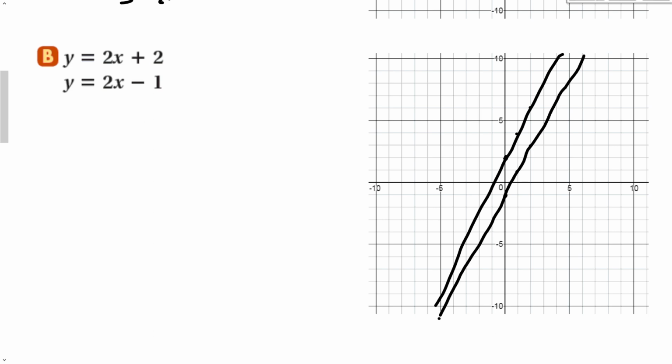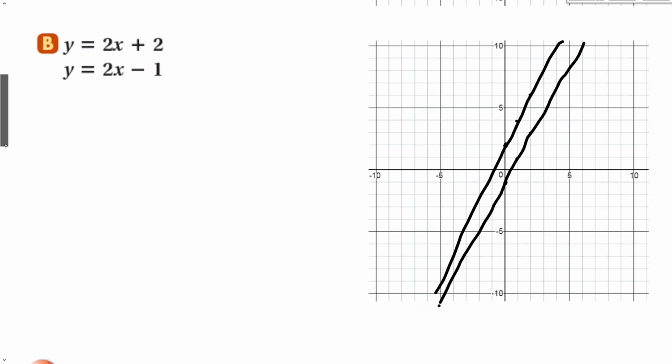A little crooked, but you get the idea. In that, because the slopes are the same, they are never going to cross. And two lines that are never going to cross are called parallel. And the system is going to be inconsistent because they never cross. There is no solution.